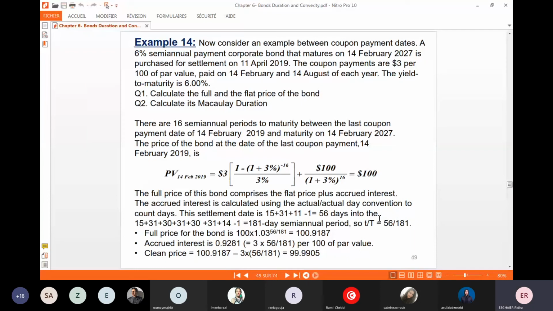Between February 14 2019 and February 14 2027, how many coupons remain? There are 16 semi-annual coupons. I am at April 2019, the last date a coupon was paid is February 14 2019, and between it and the maturity of the bond, February 14 2027, there are 16 semi-annual coupons to be received. Each coupon is worth $3 and the yield to maturity is 3%. It told us the yield to maturity is 6%, meaning yield to maturity over 2 is 3%. And the par value is $100, at a discount.